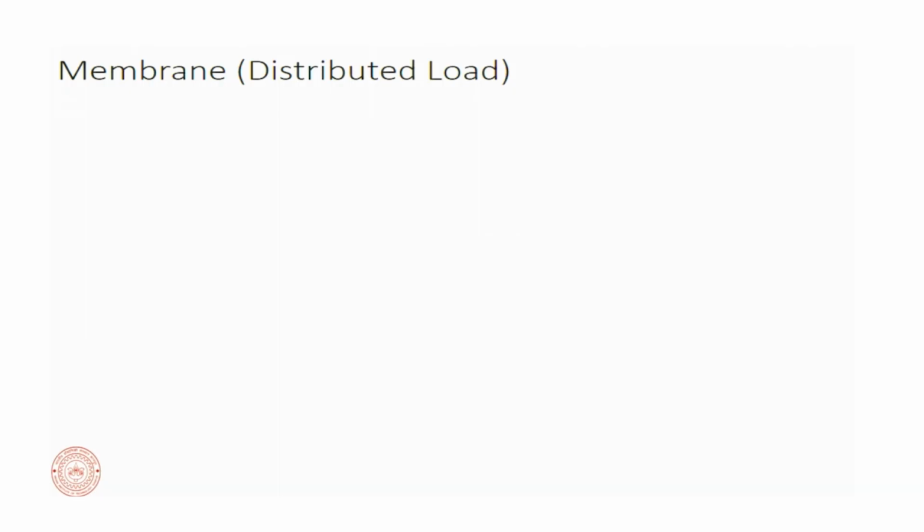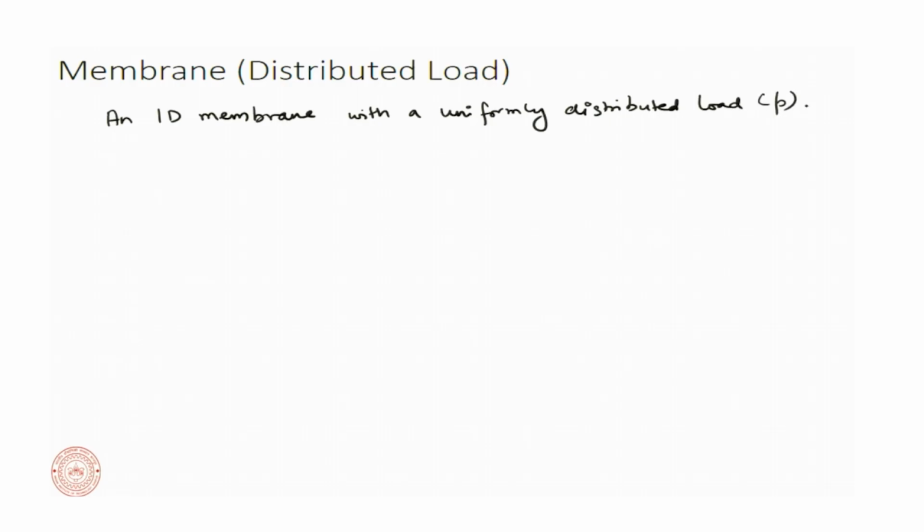Let us take up two example problems for this. First is the case where the membrane has a distributed load. We are taking a one-dimensional membrane, so we are ignoring x1 and just working with respect to x2, with a uniformly distributed load. Let us say the load is P, it is a pressure.